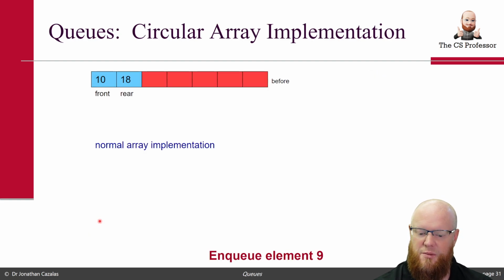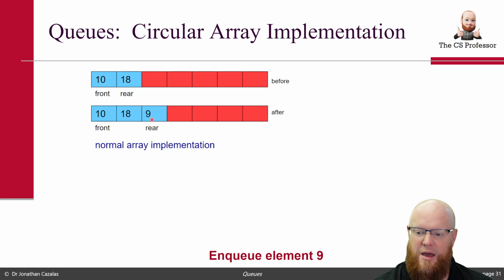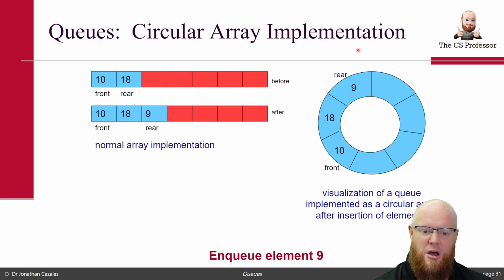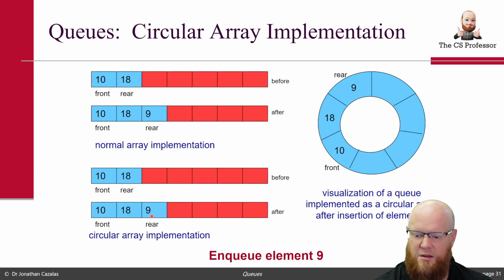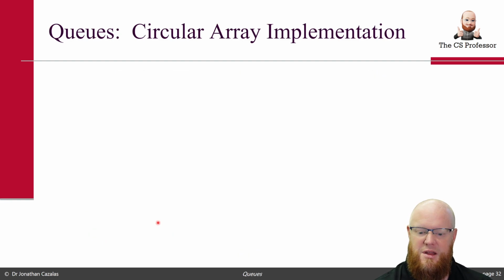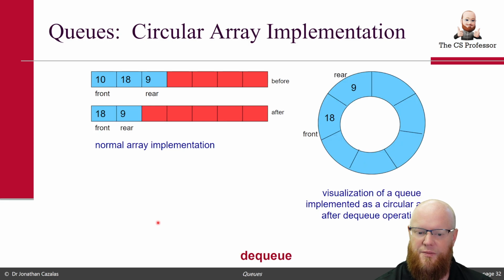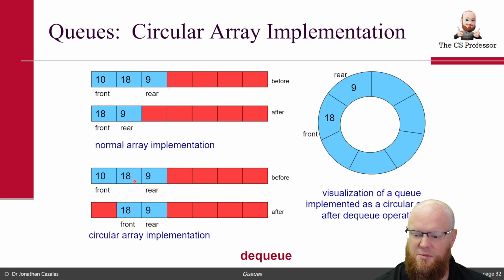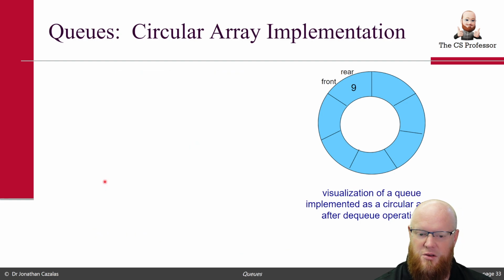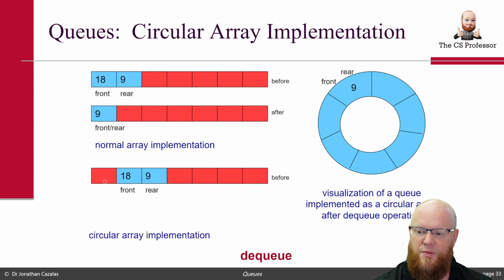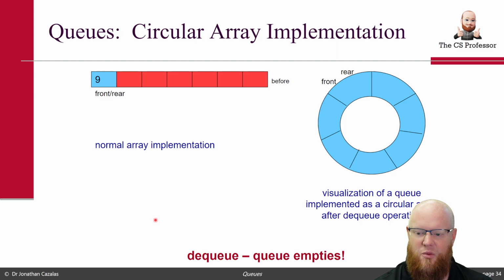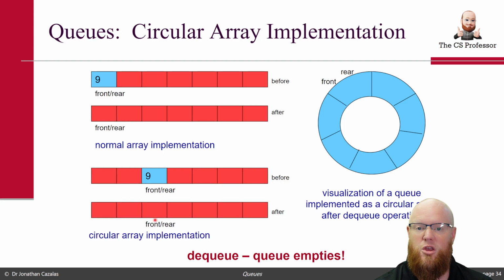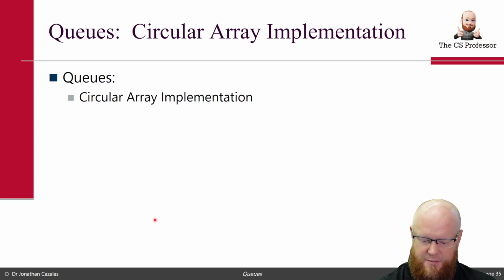We have another DQ, or no, now we're doing an NQ. We NQ a 9. So the 9 comes right here at the next rear position. The NQ of the 9 and the rear changes its index. We have a DQ. So the front is going to become index 1. The 10 is DQ'd. We have another DQ. The 18 is removed. And now front and rear both point to index 9. And we have one more DQ and the Q is empty.